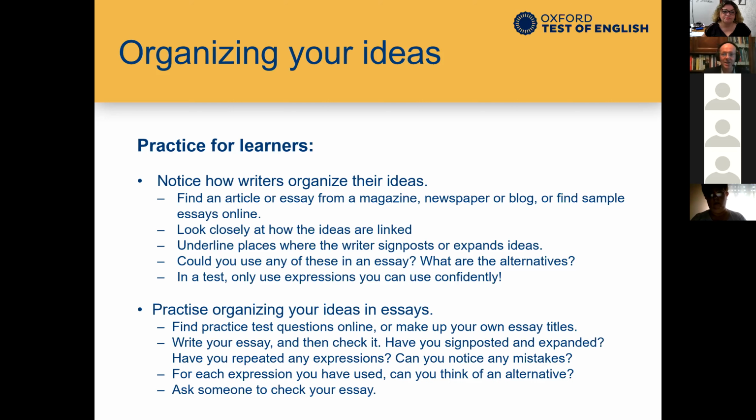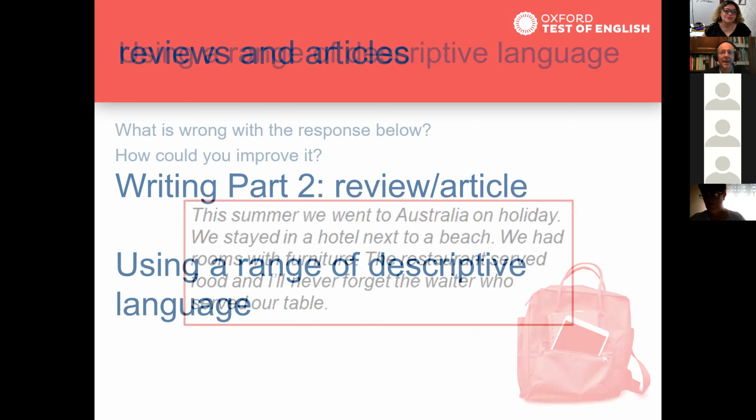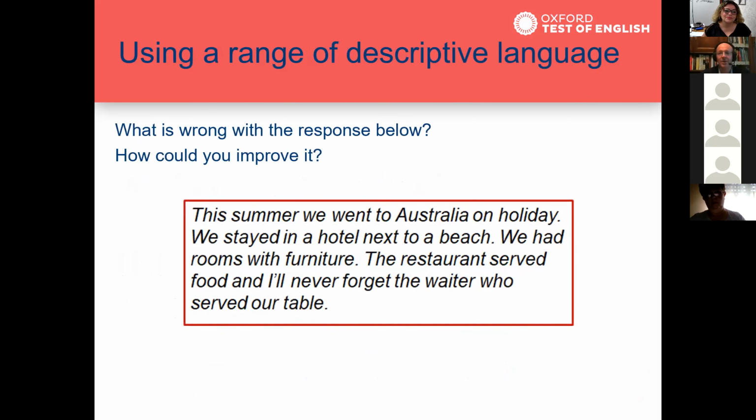And finally, ask someone else to check what you've got. Now, the other part of writing was the creative thing, the review or the article. A lot of the things that we've looked at already, we can also use here as much as in speaking. Once again, I'm going to give you an example of something that's just, well, it's not brilliant. What's wrong with the response below and how could you improve it?